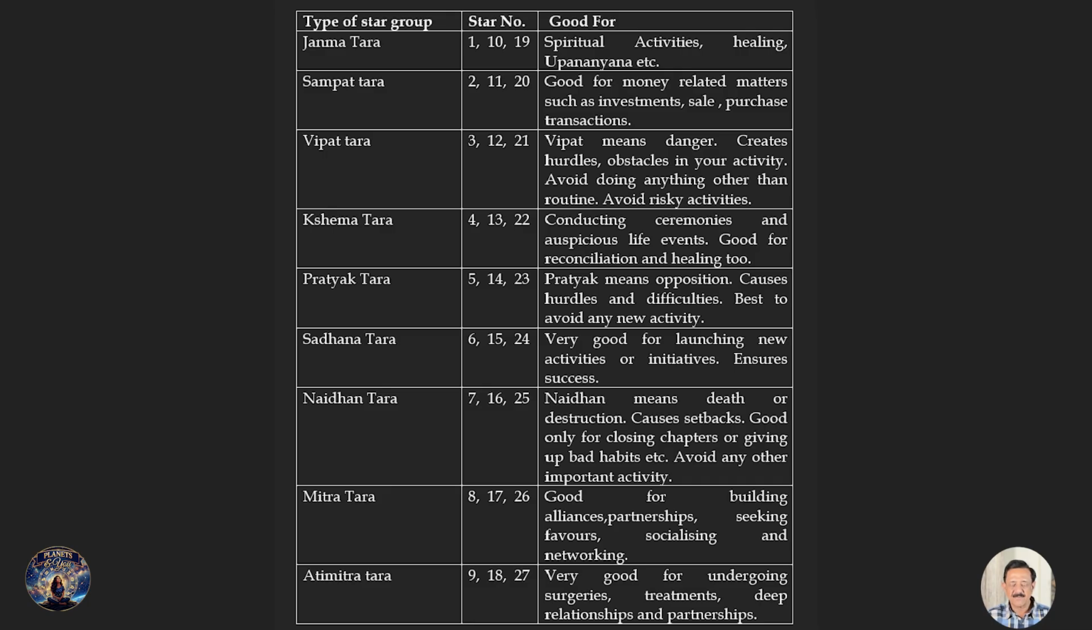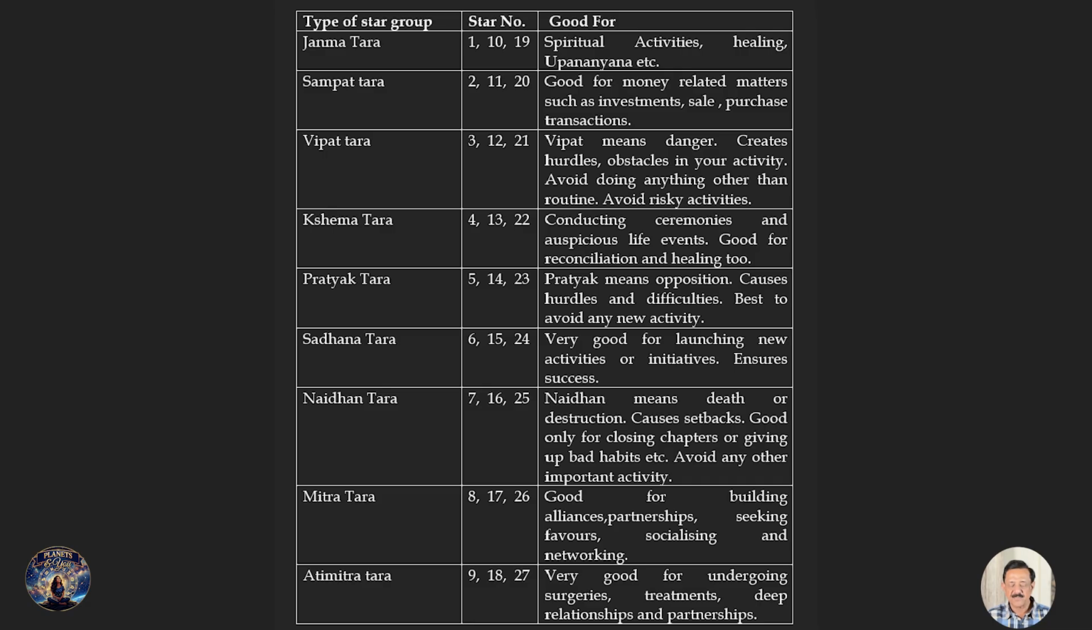These are very good for spiritual activities, Upanayana, healing, etc. Next category is Sampattara, or money star. These are 2, 11 and 20. These are good for money related matters such as investments, sale, purchase transactions. The next category is Vipattara. Vipat means accident or danger. These include star numbers 3, 12, 21.